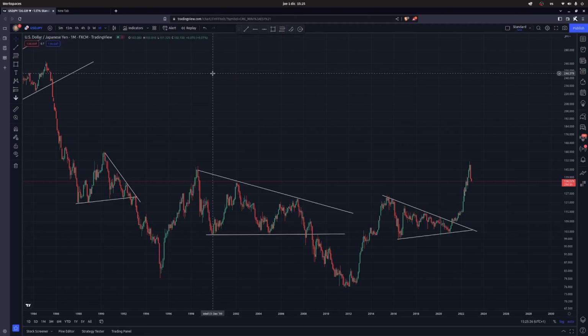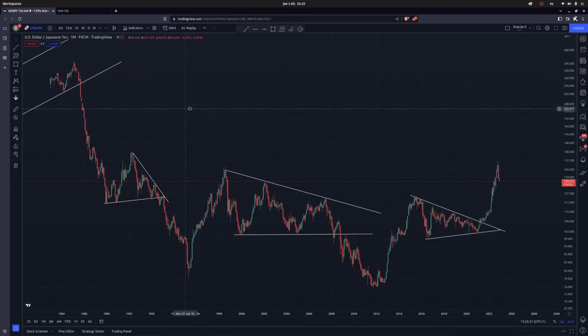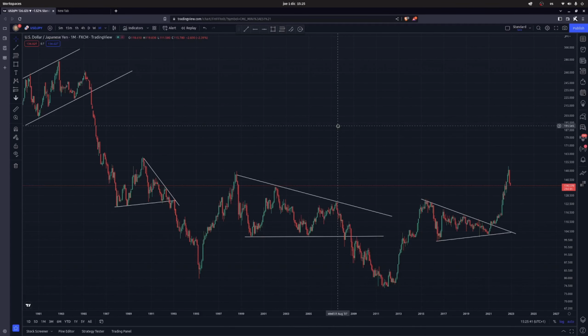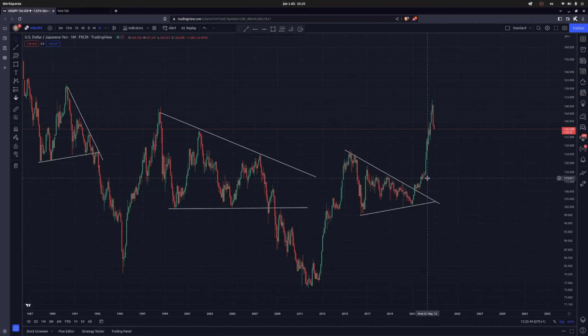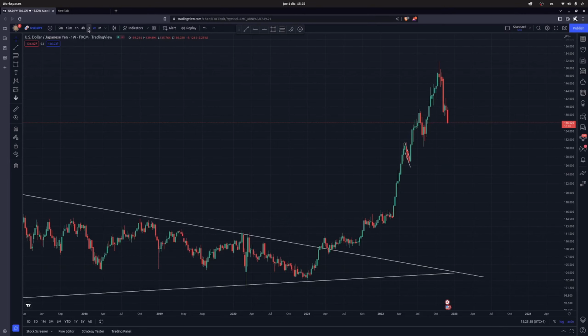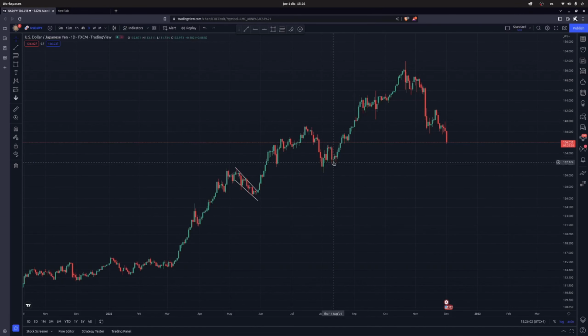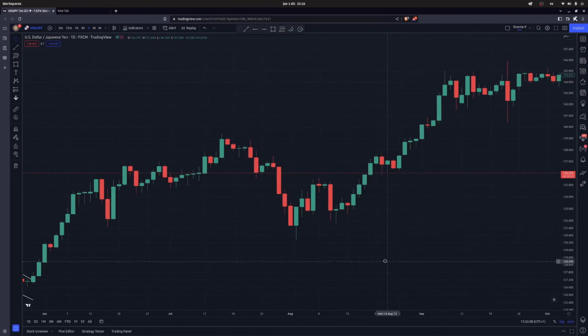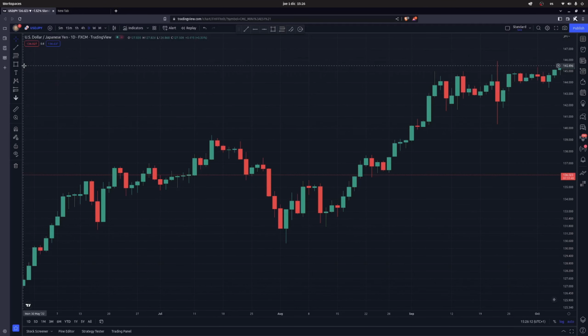So after all these wedges and triangles and channels, let's see if we can find a trend reversal pattern like a double bottom or a head and shoulders. Let's see if we can find this here. We're on the monthly. Not sure if that's a double bottom. Maybe let's go to the weekly, or even daily. And I think that looks like one. Let me zoom in a bit. Well, not quite sure, but let's try it.